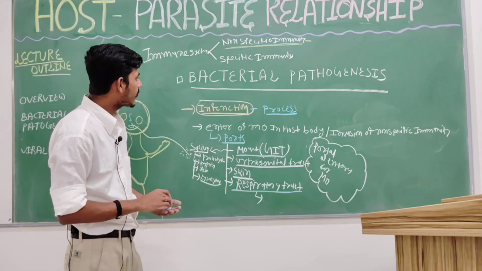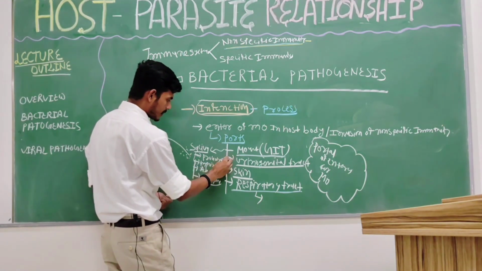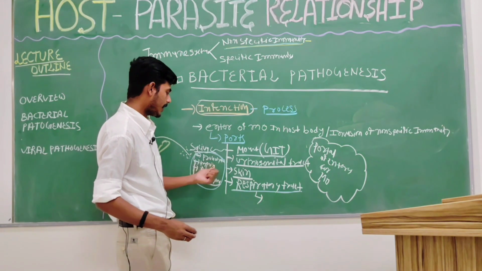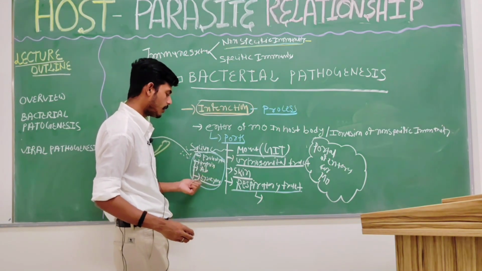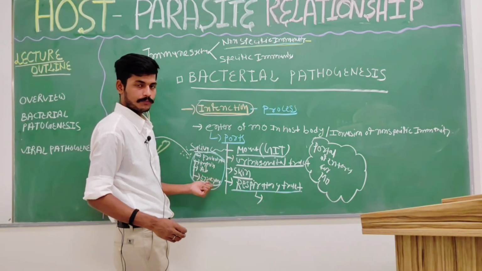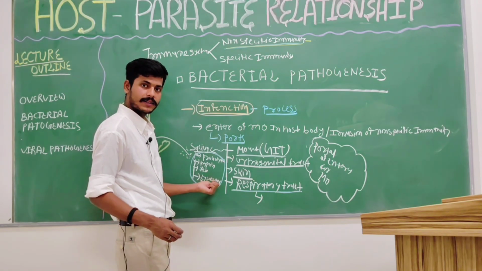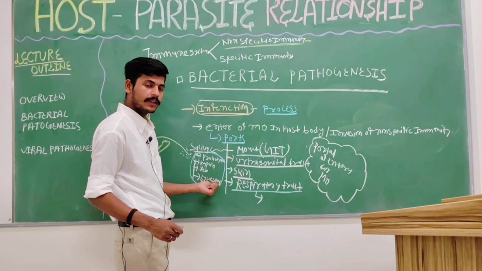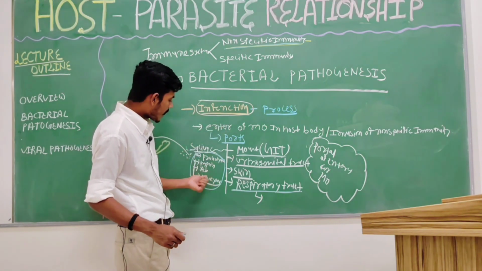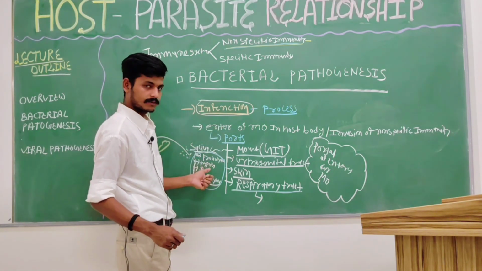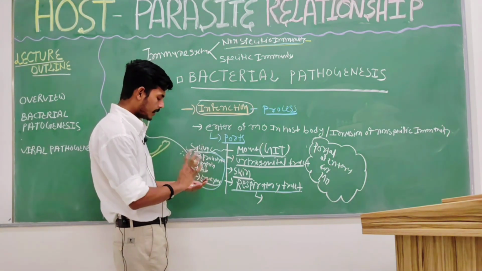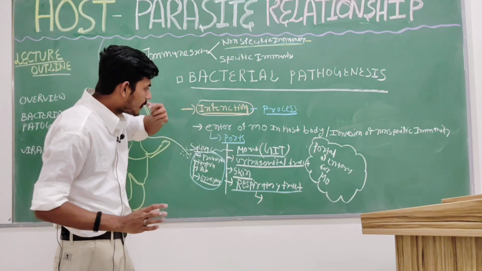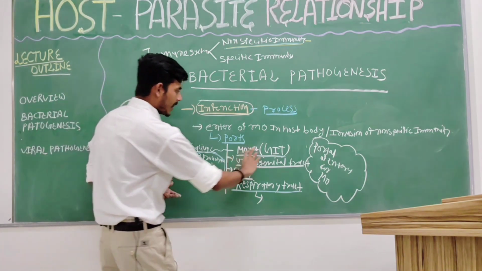Now bacteria have to deal with all this protection: the proteolytic enzyme, trypsin, antibody, and lysozyme. Lysozyme is basically antibacterial in nature, isn't it? So bacteria have to deal with all these things. Got the points? Now, once they get past the mouth, it comes to the GIT.